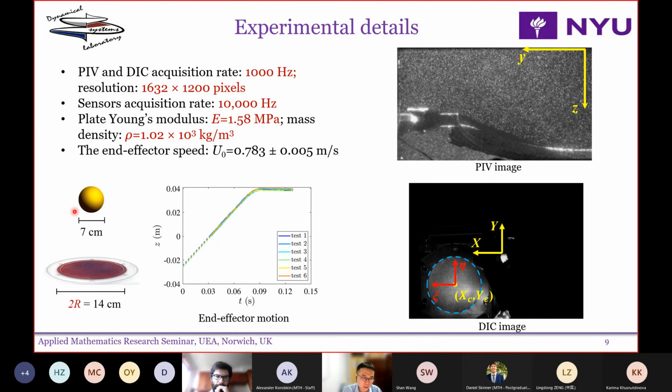And if we track the motion of the sphere during the experiment over repeated tests, its motion is pretty consistent. During the linear stage of the movement, it gives us an impact speed of roughly 0.8 meter per second. And on the right side, I'm just showing two example images of the PIV and DIC. On the top, I'm showing the PIV images with the particles around the plate. On the bottom, you can get a view of the plate.